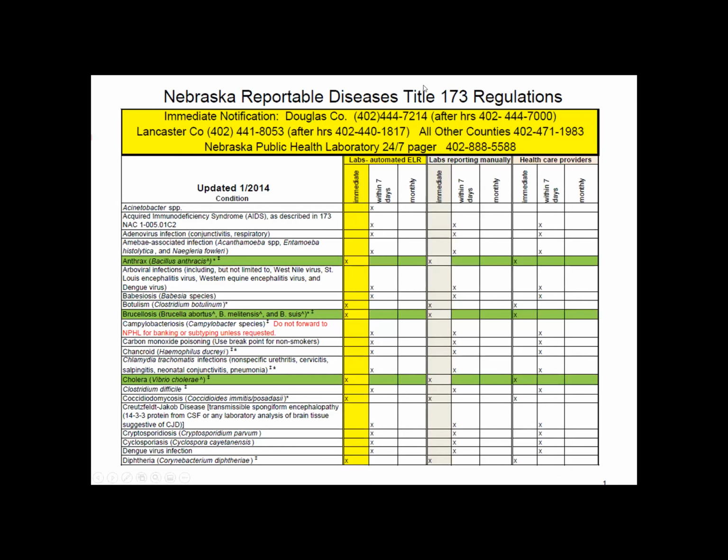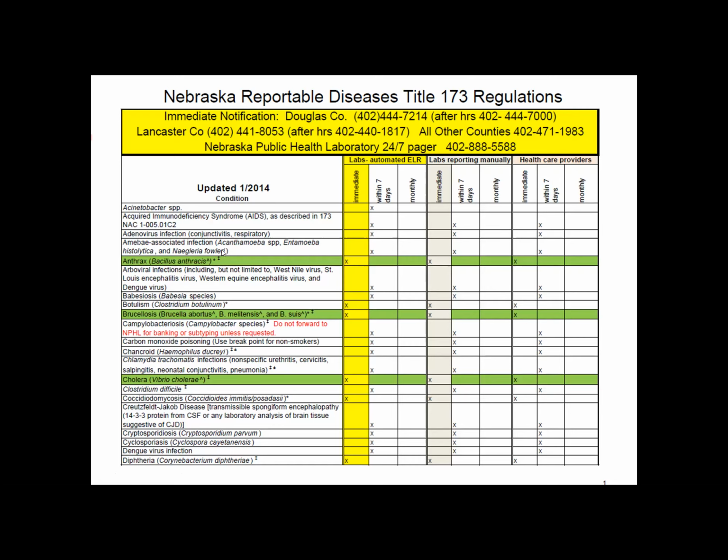All right, so I mentioned the reportable diseases. This is what Nebraska looks like. It's the whole list. This is what has to be done because it is a state regulation in our state code, Title 173. And in order to change it, we literally have to go to our state unicameral and ask them to change this.